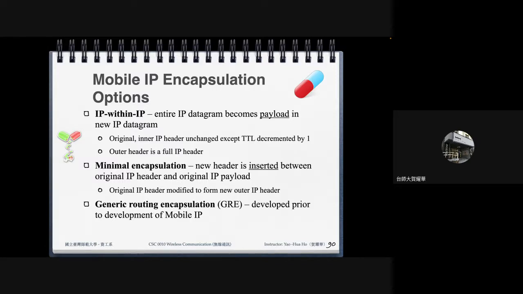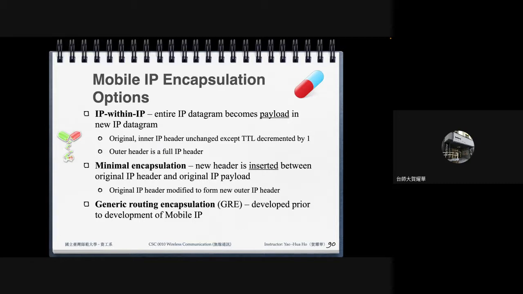Another one is minimal encapsulation, in which a new header is inserted between the original IP header and the original IP payload. It means they get rid of the original IP by inserting a new care-of address into the IP datagram.